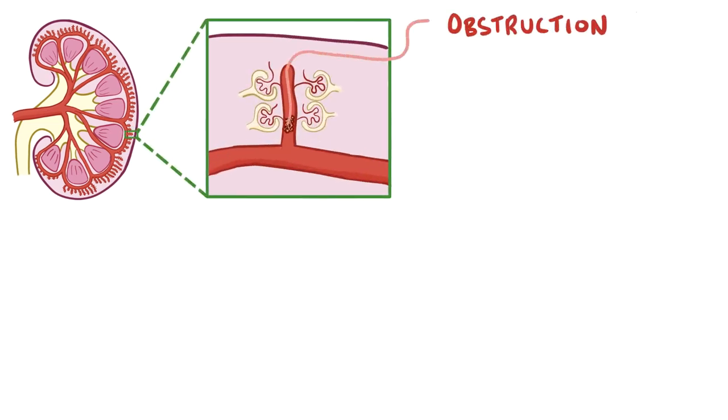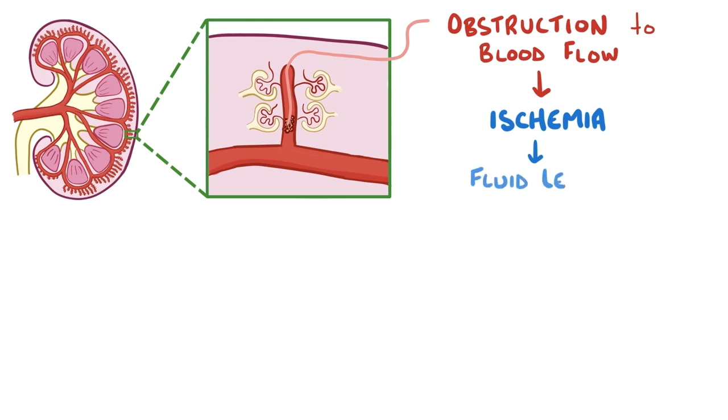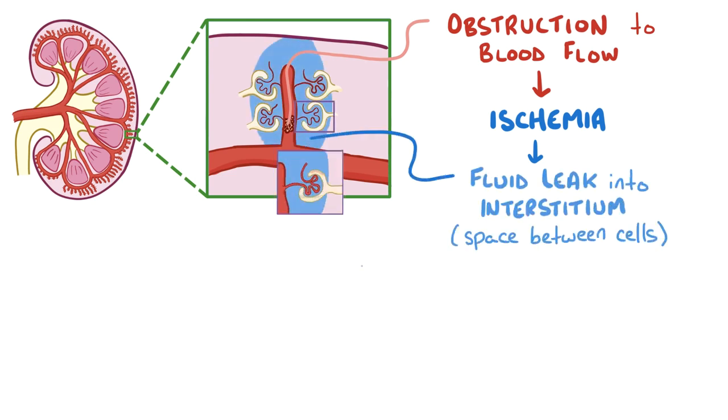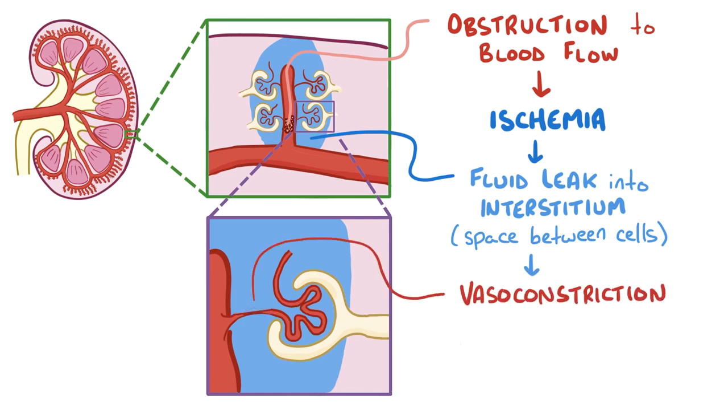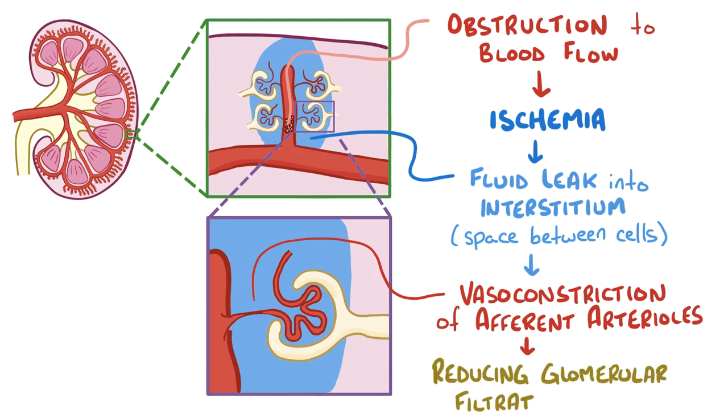So, once there's an obstruction of blood flow, tissue ischemia sets in, and this triggers inflammation in the renal cortex. That inflammation causes fluid to leak into the interstitium of the kidney, which is the space between the cells, and then trigger vasoconstriction of the afferent arterioles, which bring blood to the glomeruli of the nephrons. That vasoconstriction reduces the glomerular filtration rate, which is the amount of blood that gets filtered over time.